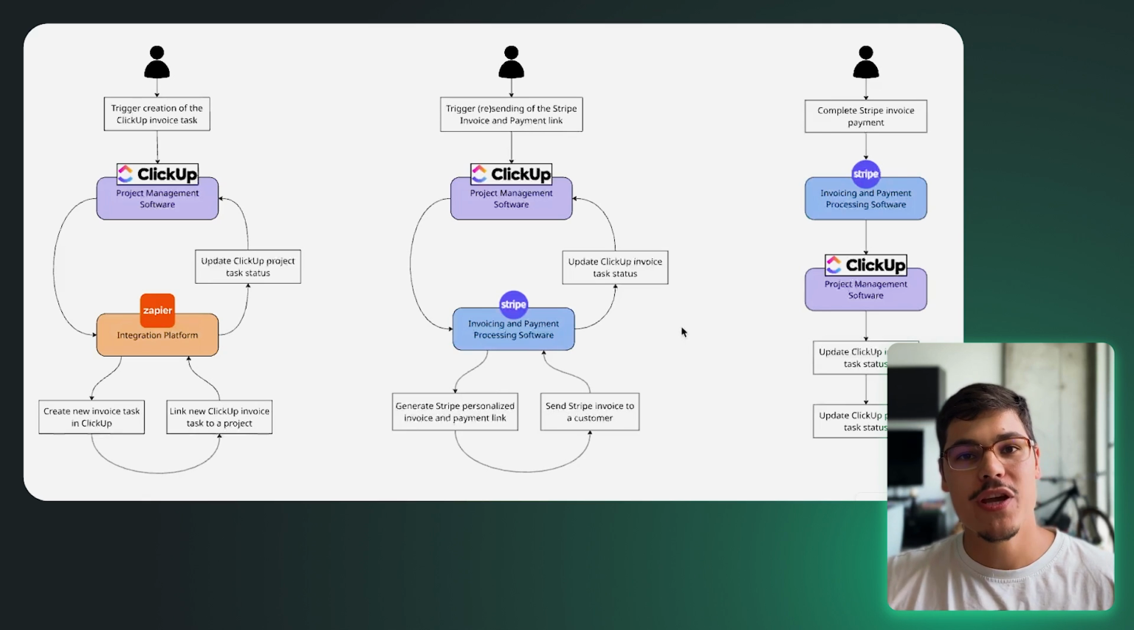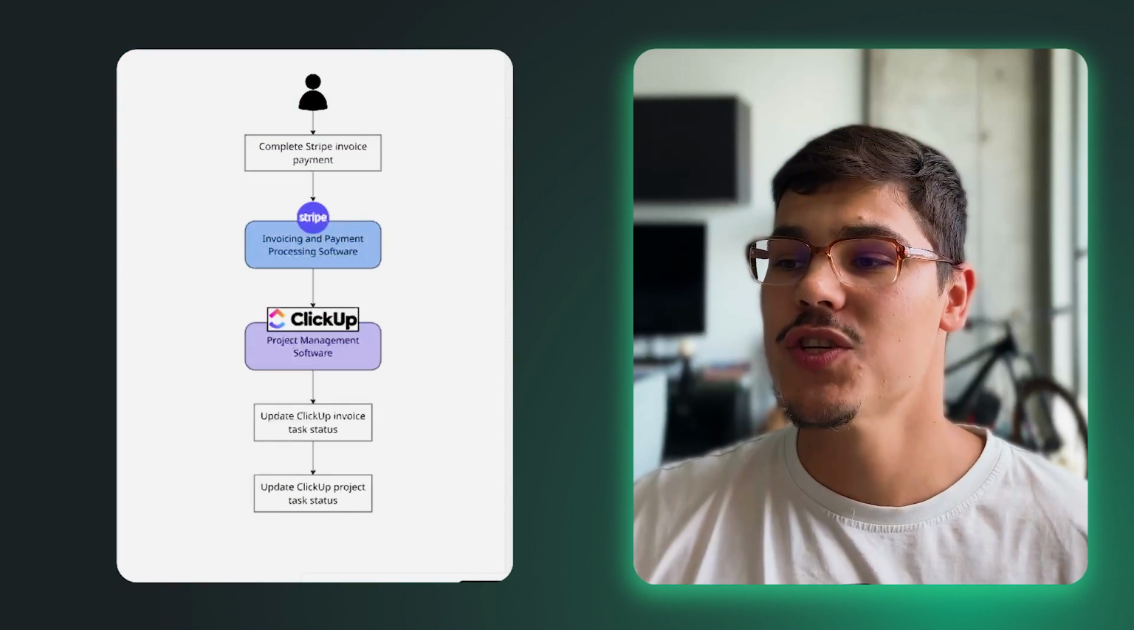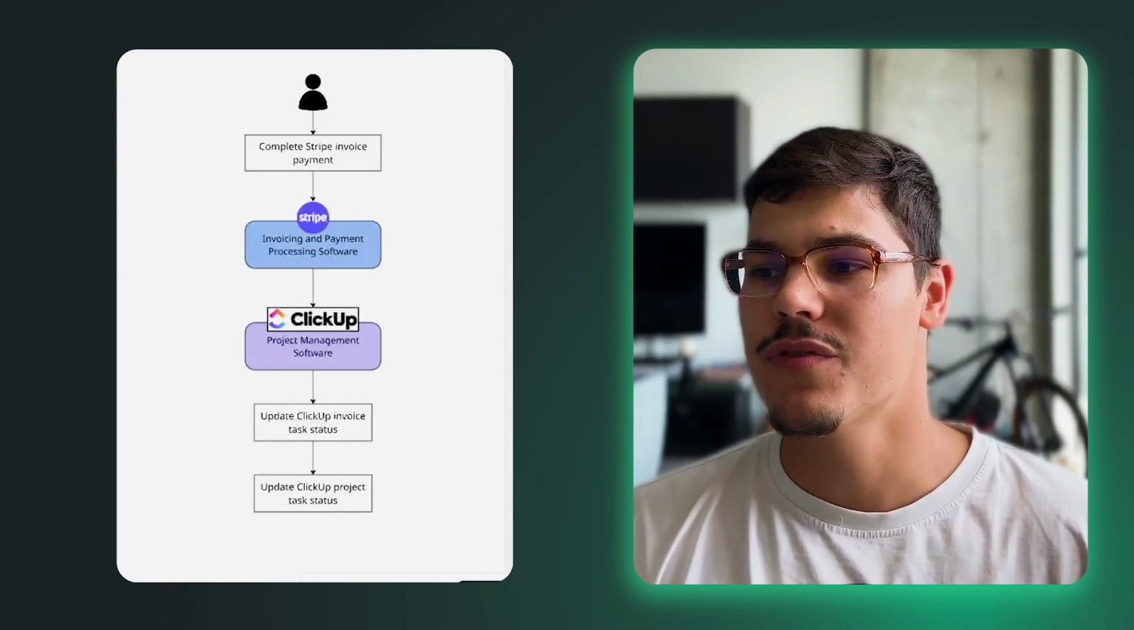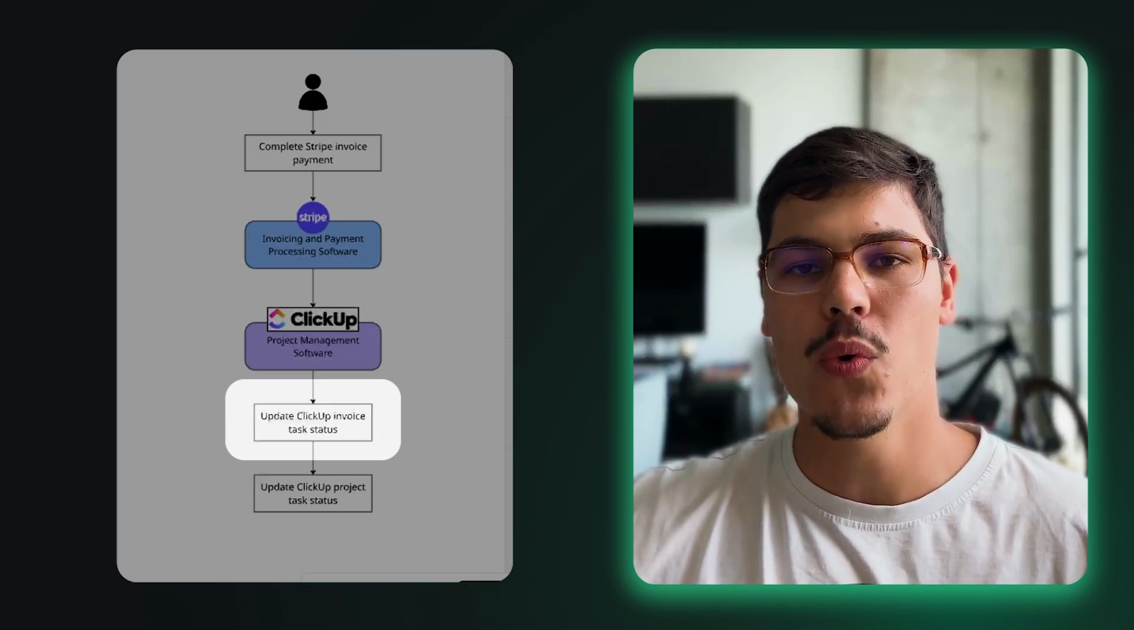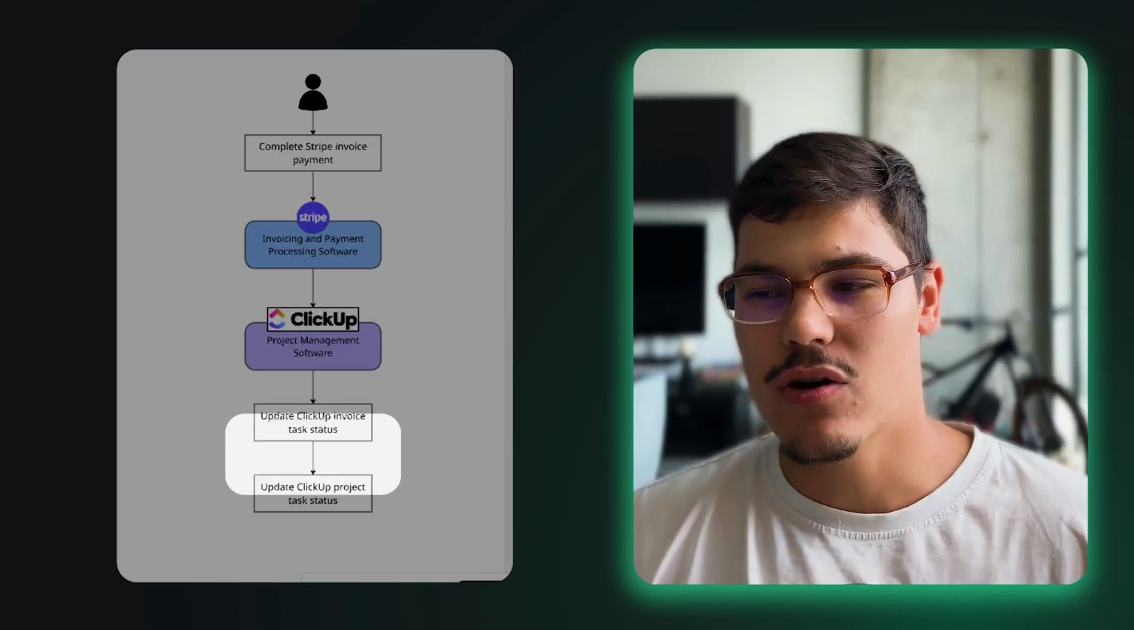Now we need to make sure that when a person completes the Stripe invoice payment, we also record that data back into ClickUp. And this is what you can see as the third diagram here on the screen. We have data flowing from Stripe into ClickUp, updating both our invoice task and our project task. And again, these diagrams might sound a little bit abstract, but I just wanted to make sure that we're on the same page in terms of expectations from the system.